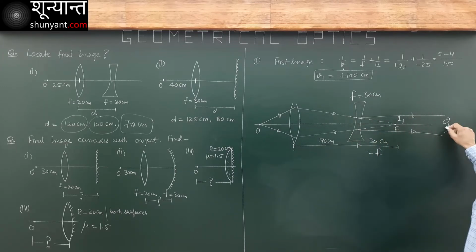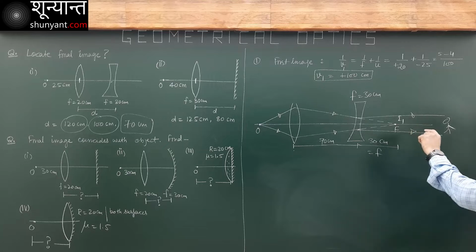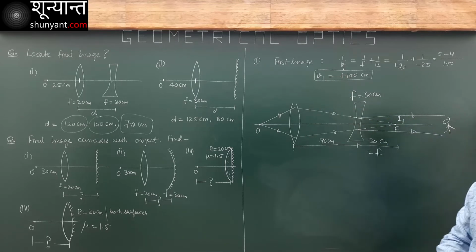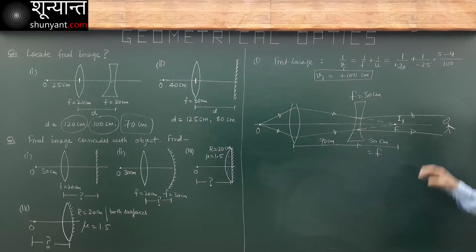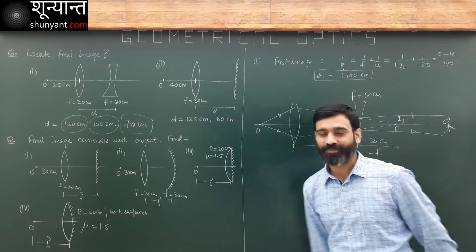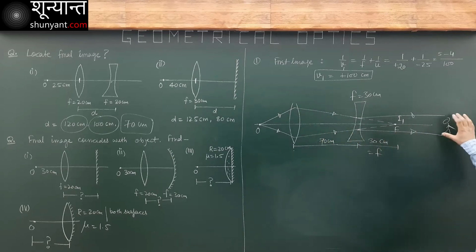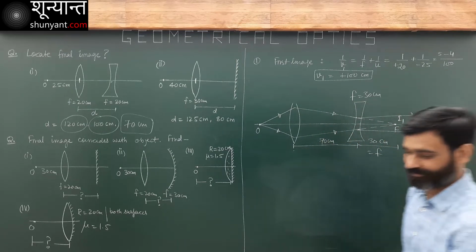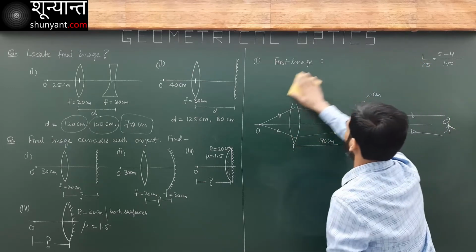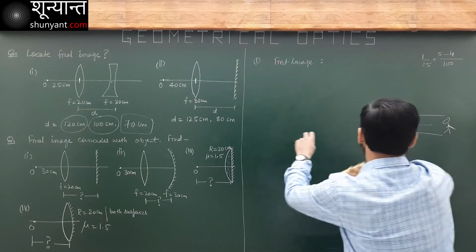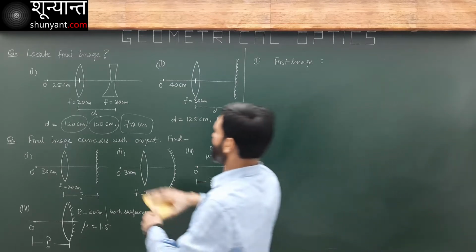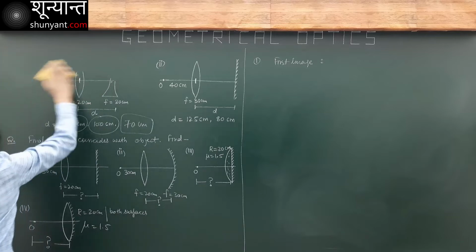Now if I look from here, the object appears to be at a very large distance, at infinity. When I trace back these lines, it seems to be coming from infinity. Image will be at infinity. Now, let's look at the second problem. So this we did. Same way we have to do the other problems also.